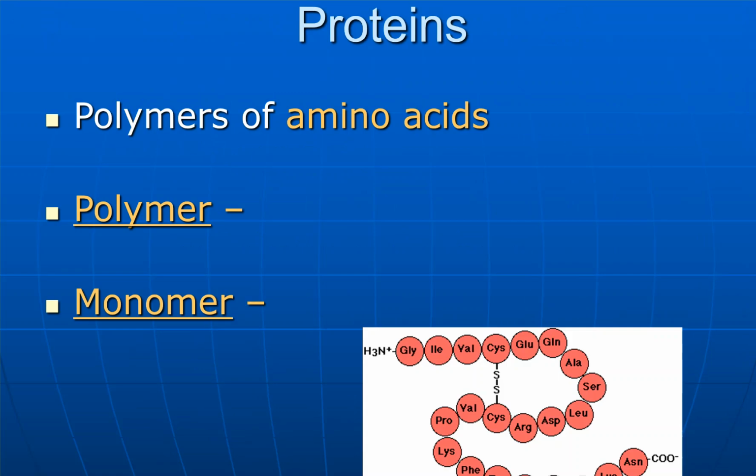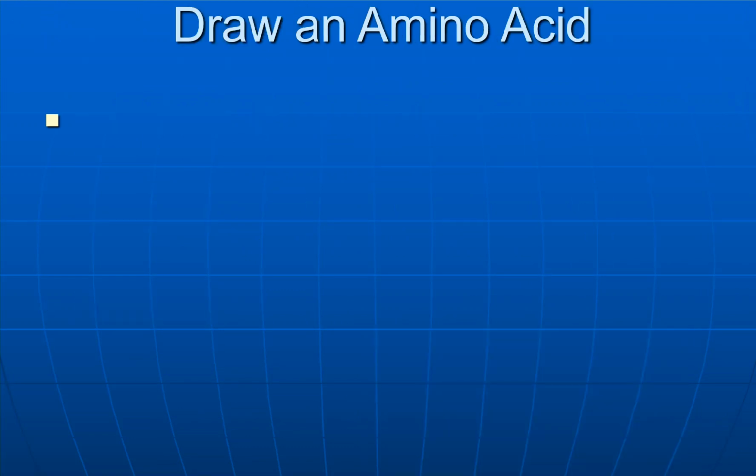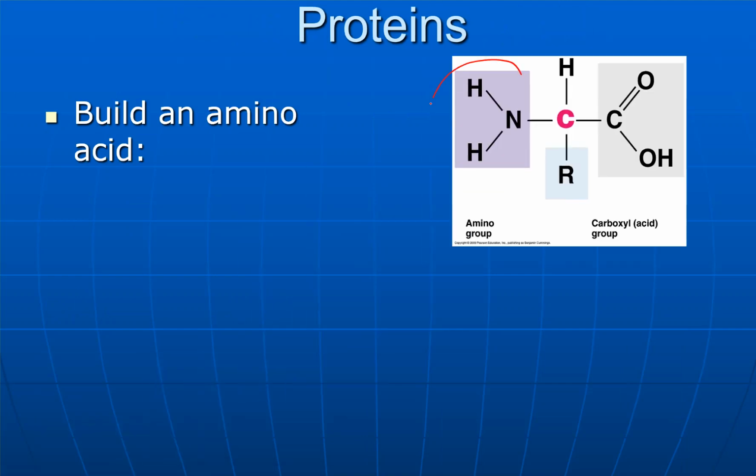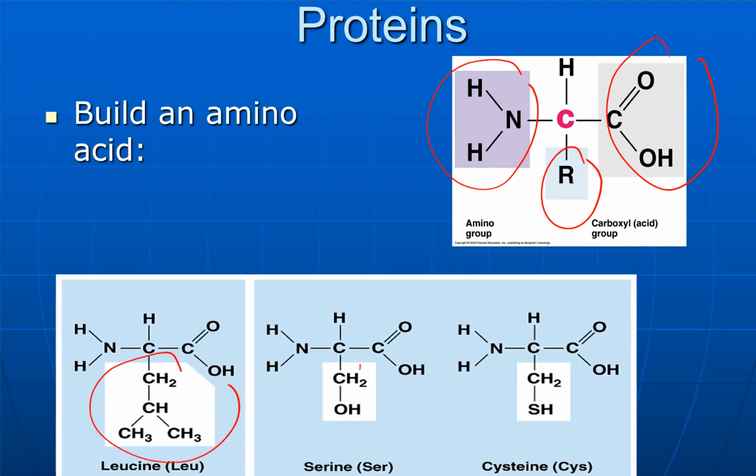All right, just a little recap from last class. We said that proteins were polymers of amino acids, and we even got to draw an amino acid, and you should study that. You should know what the amine group is. You should know what the acid group is. You should know there's 20 different R groups, and we showed you a few of those in class.